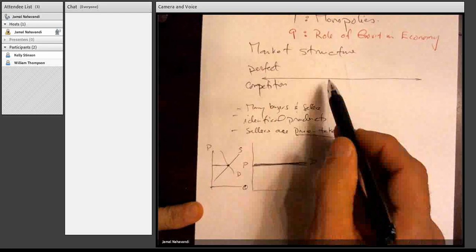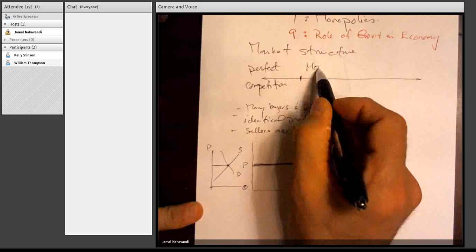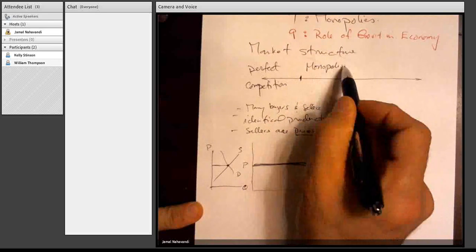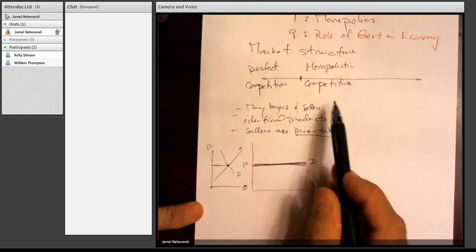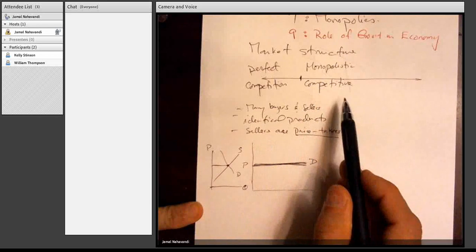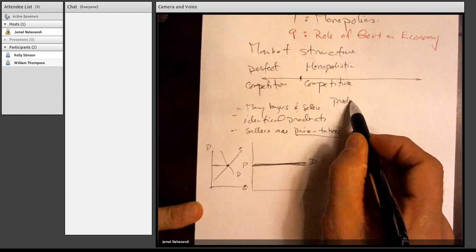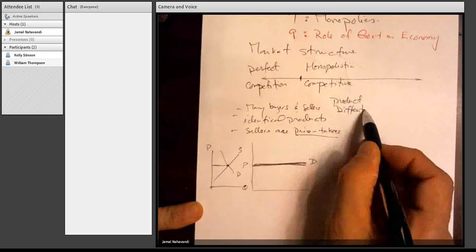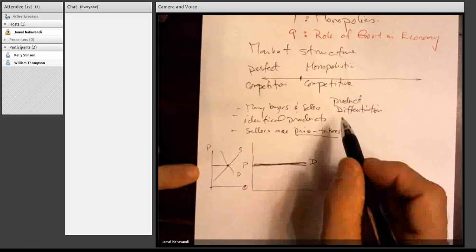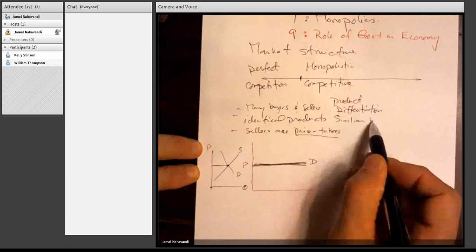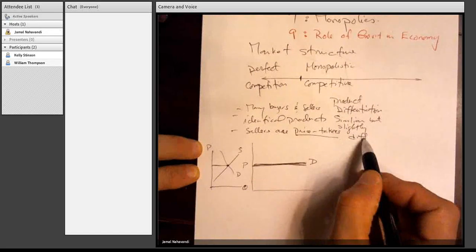Then you go a little bit to the right of this situation where you end up with what we call monopolistic competition. In this case, still there are a relatively large number of sellers, but there is product differentiation, meaning that each seller sells a similar but slightly different product.